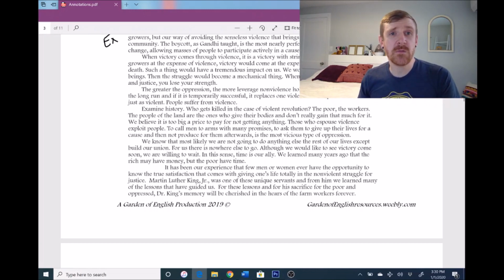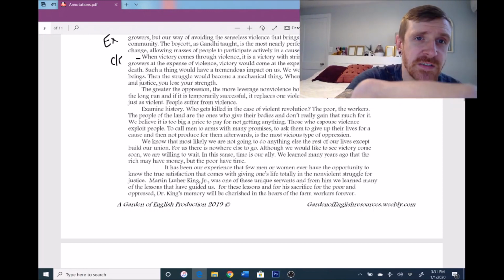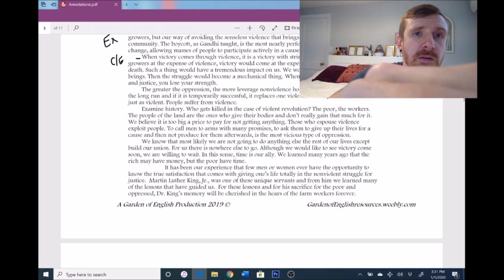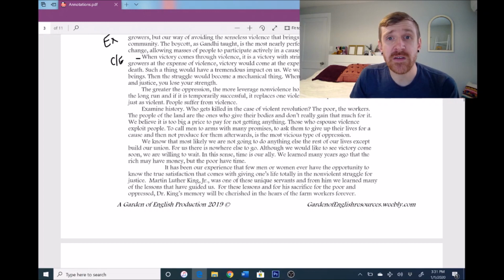So we're going to start right here. And it says, "When victory comes through violence, it's a victory with strings attached." And so sure enough, we see cause and effect right here. So my students are going to put a little C/E. But we also want to see where it says, "If we beat the growers at the expense of violence, victory could come at the expense of injury and perhaps death.